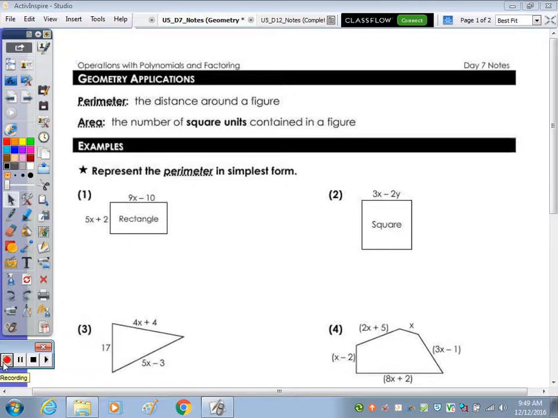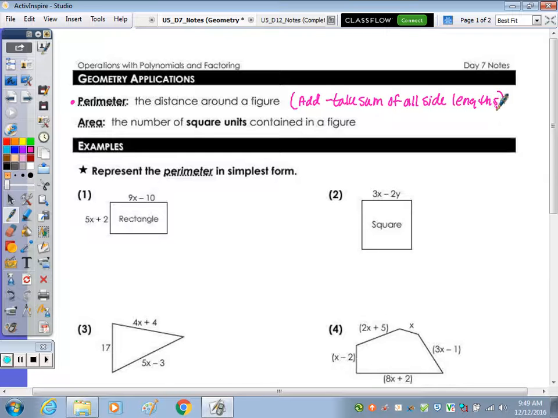Today we're going to apply the operations that we've done so far with polynomials to geometry. We're going to take a look at perimeter and area. Perimeter is the distance around a figure. So the operation we would do for perimeter is add, or take the sum, of all side lengths.